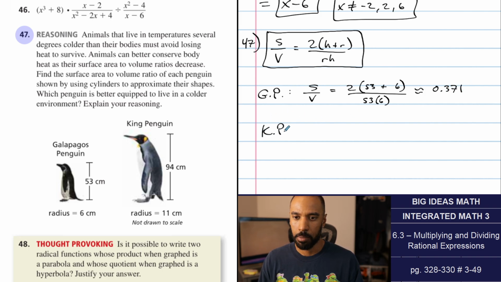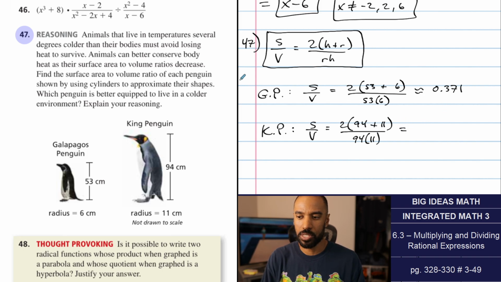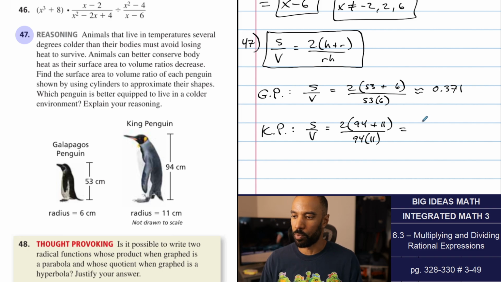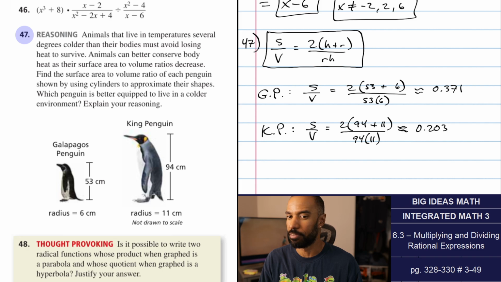The king penguin is about surface area over volume. 2 times 94 plus 11, not drawn to scale, of course not, over 94 times 11. 94 plus 11 is 105. 105 doubled is 210. So 210 over 94 times 11. 210 divided by 94 times 11 is 0.203. So that is a smaller surface area to volume ratio. So the king penguin has a smaller one, so it's better equipped to live in a colder environment.